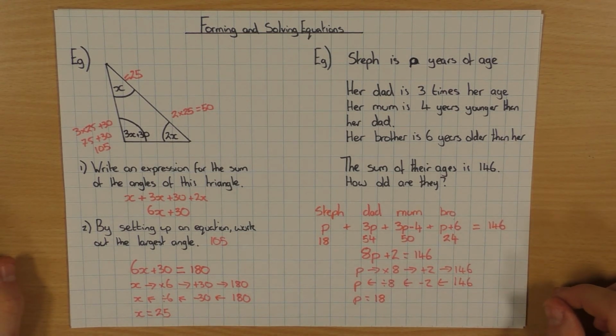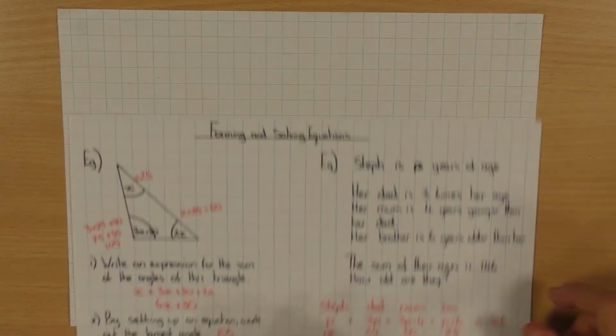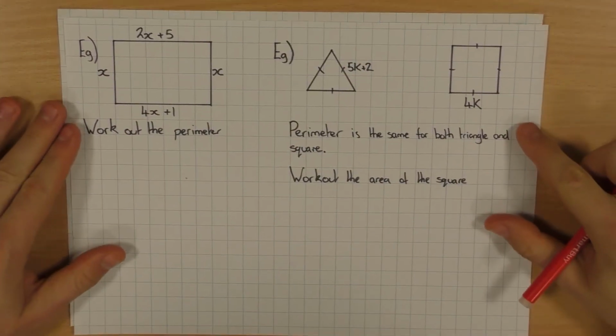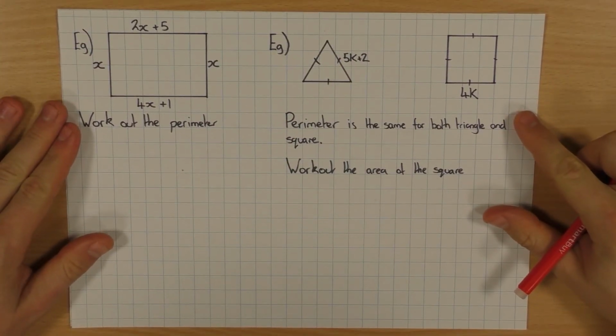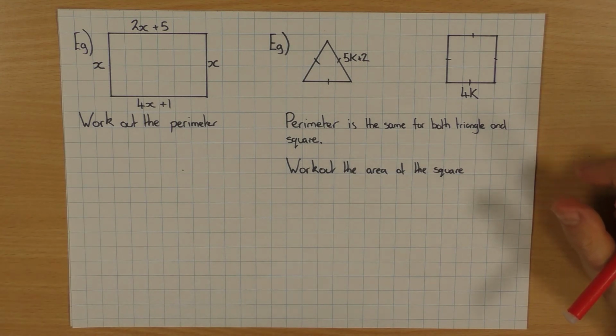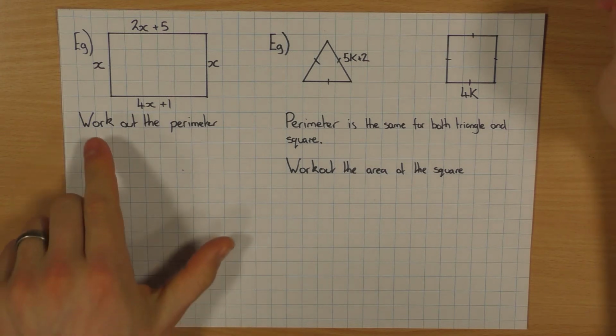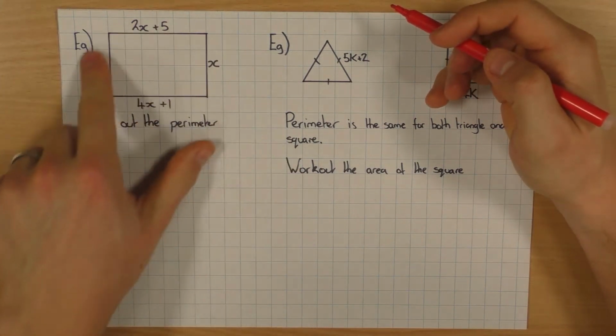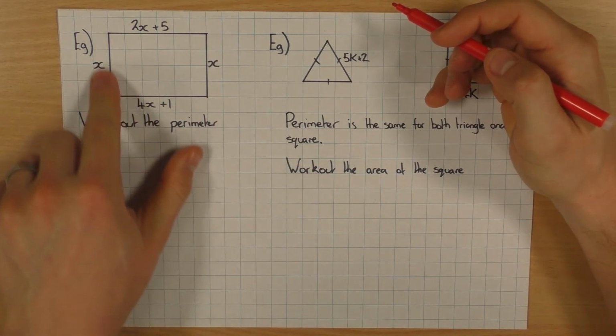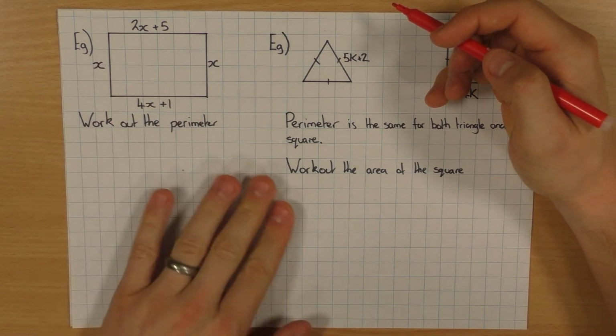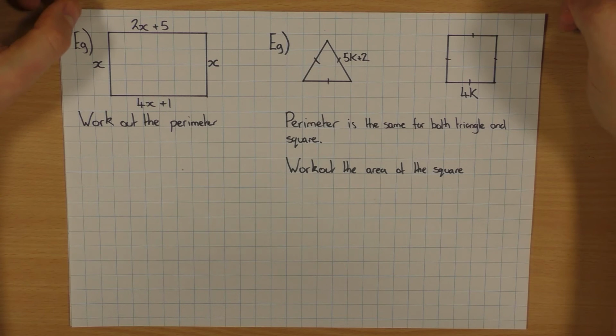Okay, so there's 2 examples done of forming and solving an equation. Let's have a look at another 2. So this next one here is based on a rectangle, but they could also do something similar with an isosceles triangle. Because in this one, it gives us a shape, well, rectangle, and it gives us some lengths around the side, and it says work out the perimeter, but it doesn't actually tell us what the total perimeter is. So how do we form an equation?